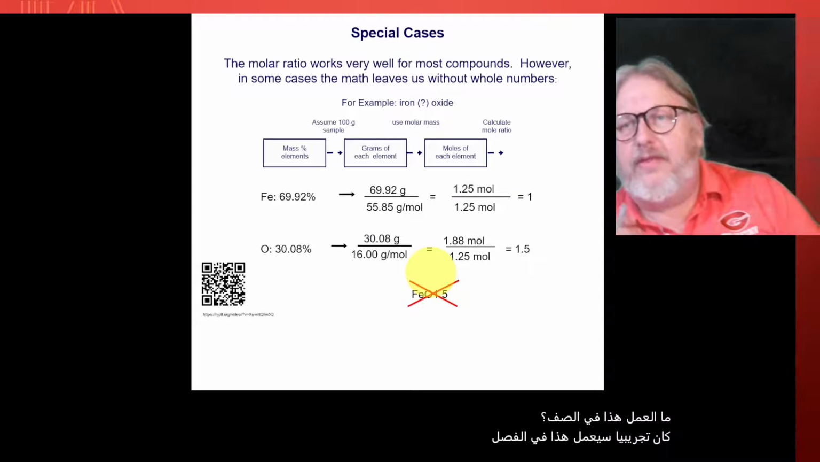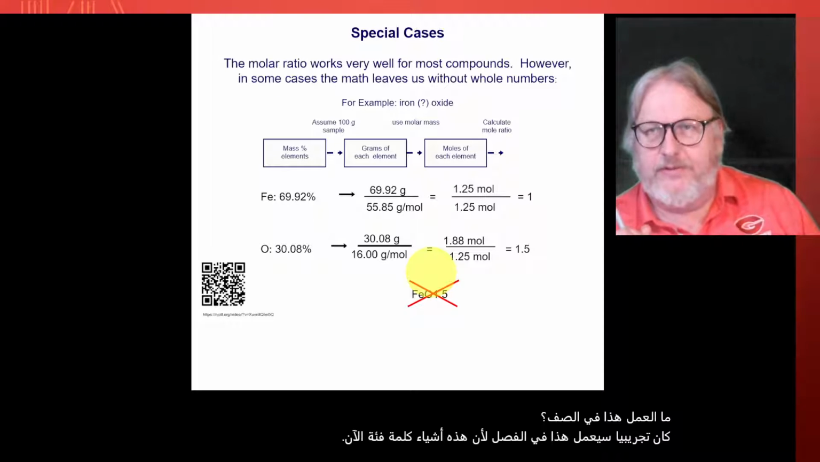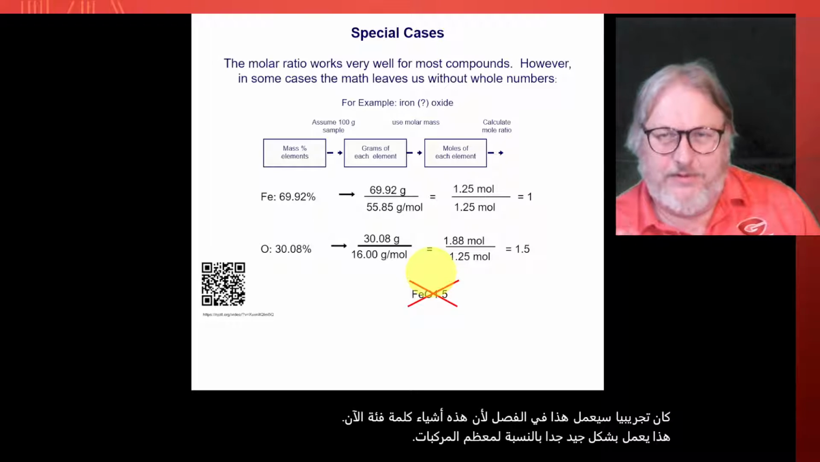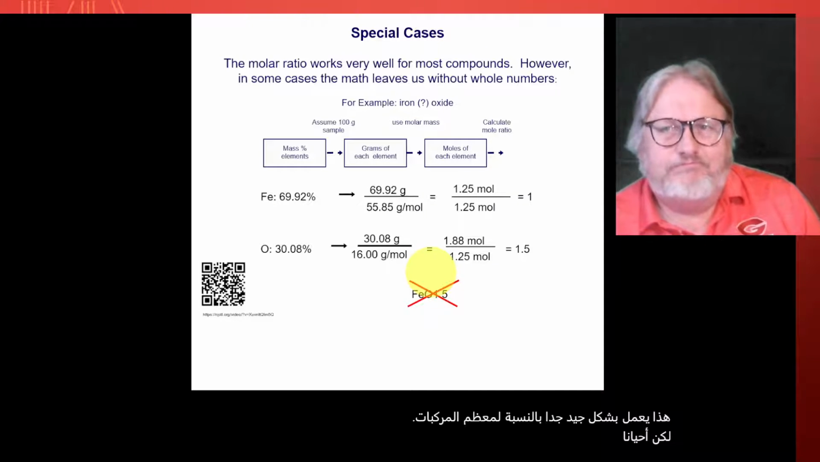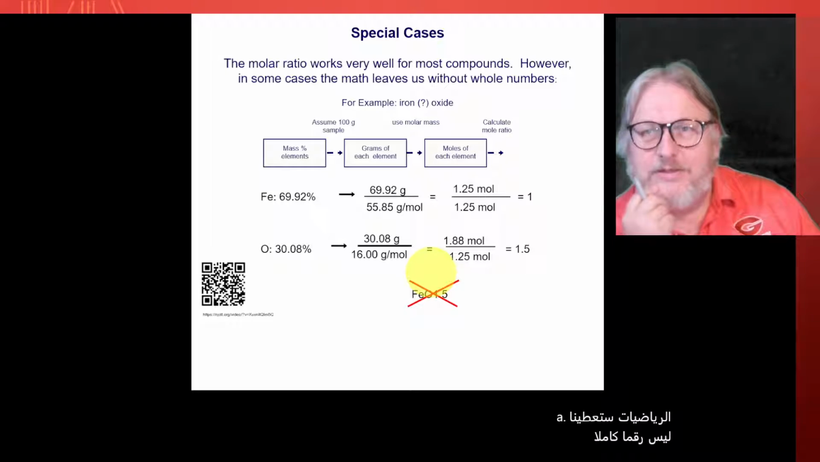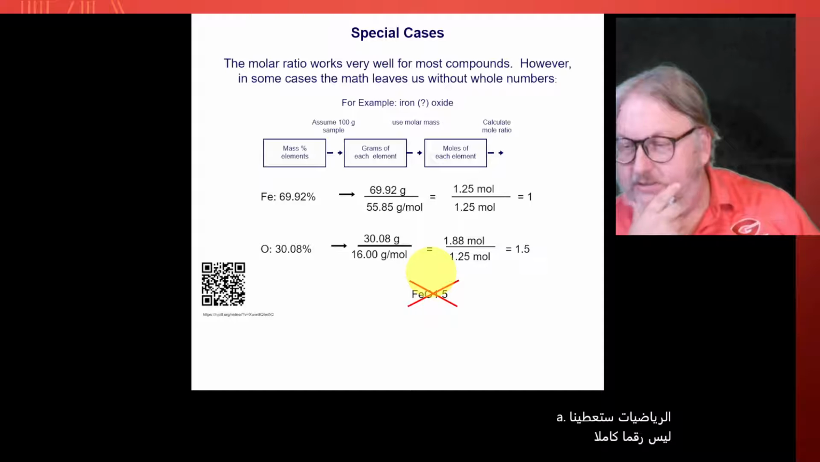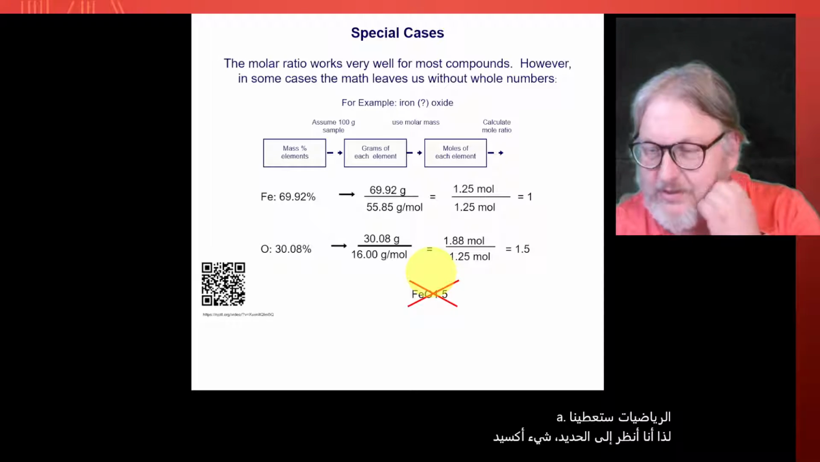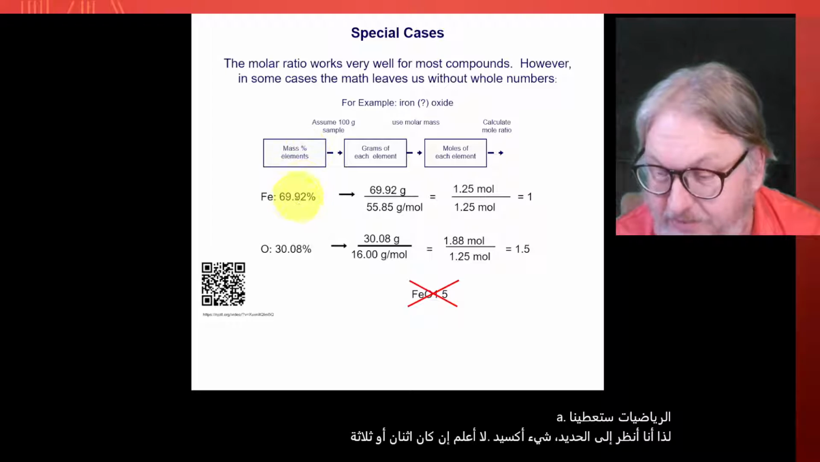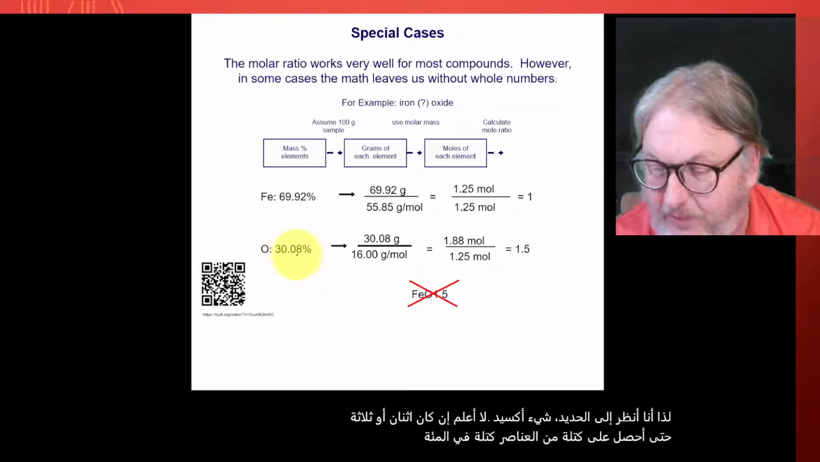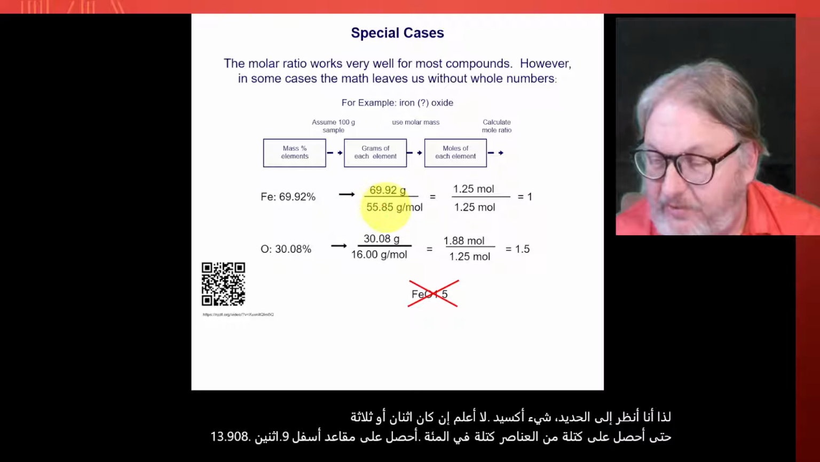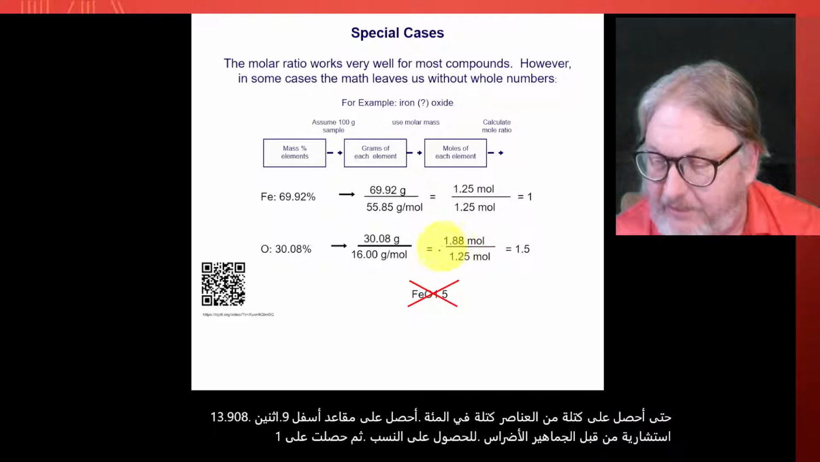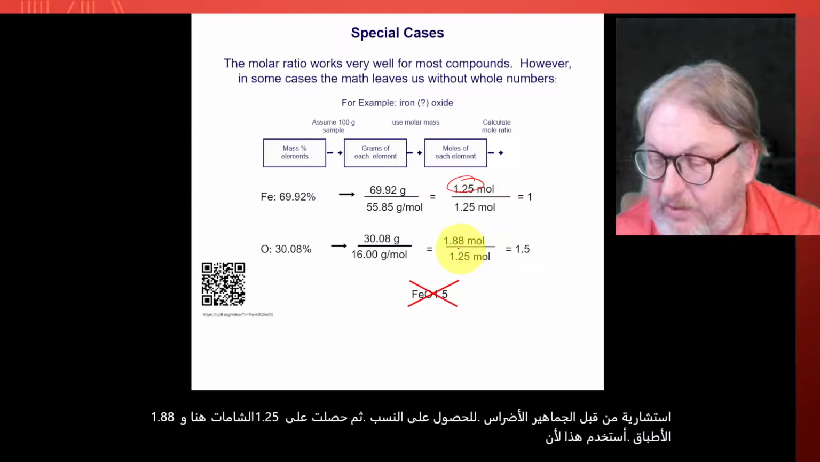Now, this works pretty well for most compounds, but sometimes the math will give us not a whole number. So I'm looking at iron something oxide. I don't know if it's 2 or 3. So I get the mass of the elements, mass percent. I get 69.92, 30.908. I divide through by the molar masses to get the ratios. Then I got 1.25 moles here and 1.88 moles. I use this because it's my lowest ratio. That gives me a 1, and 1.88 divided by 1.25 is 1.5.